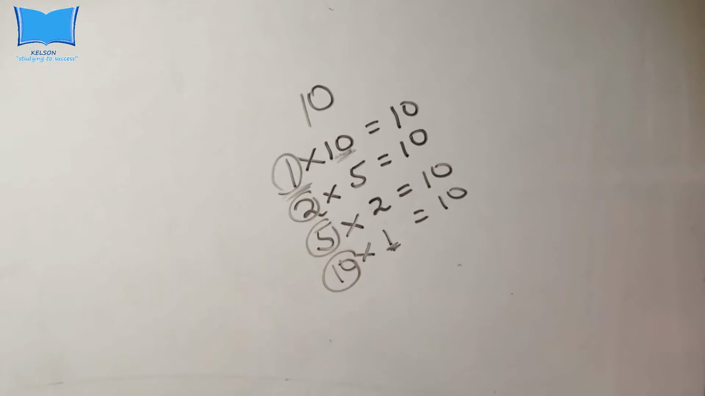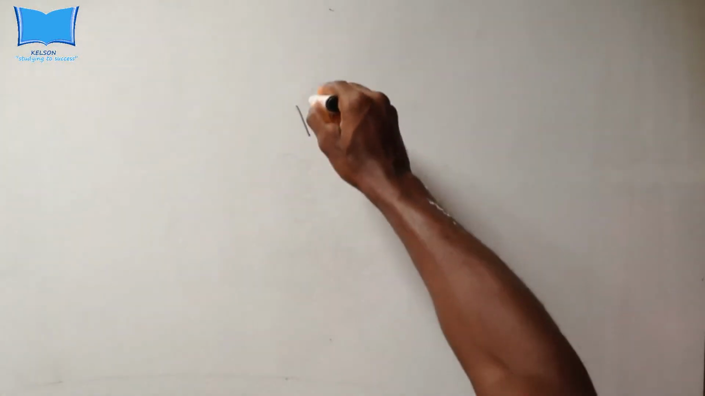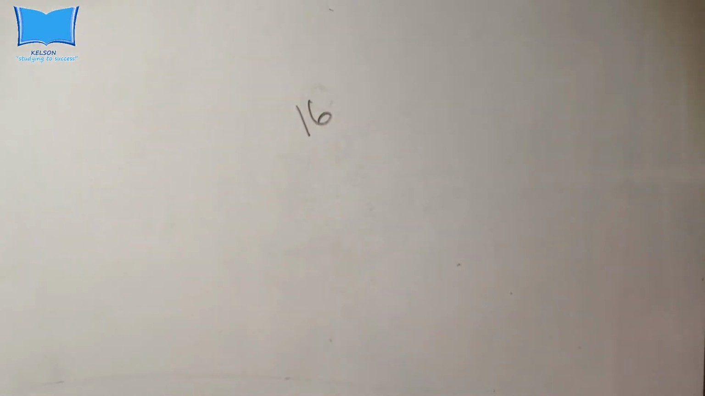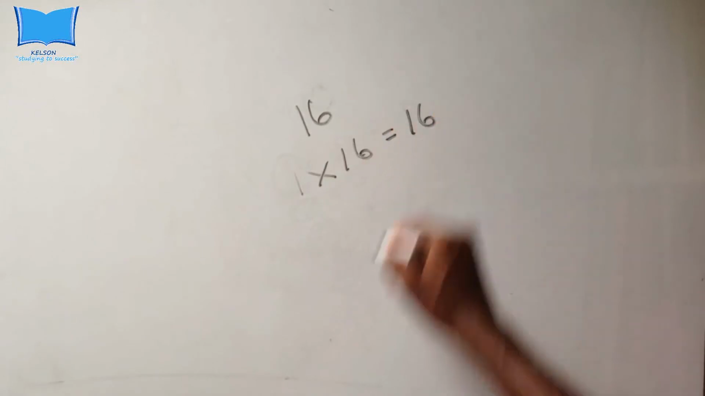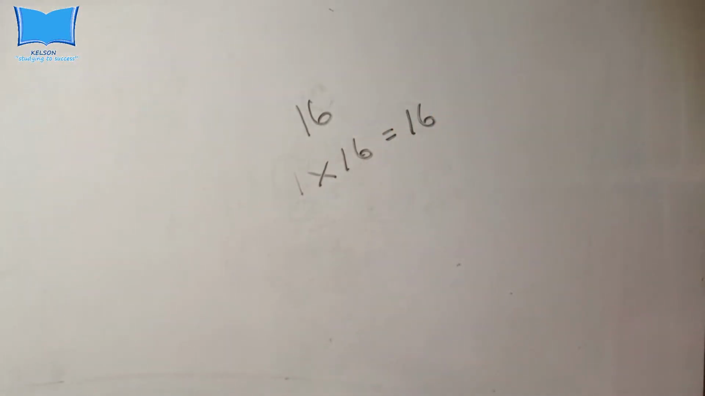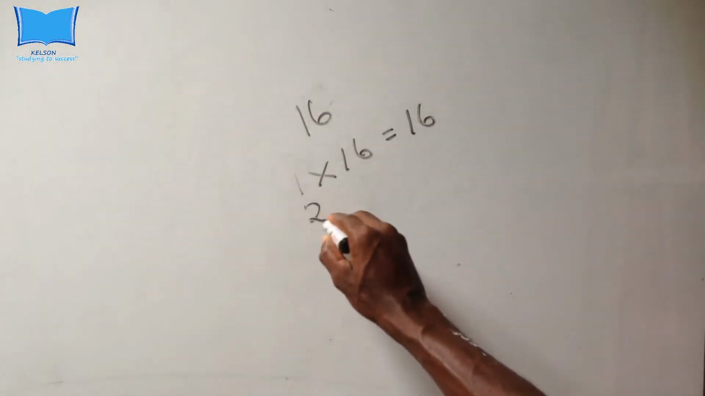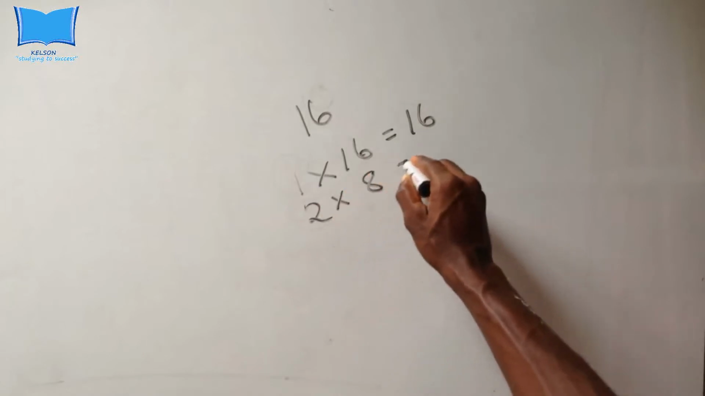Well, for understanding's sake, I'll try to give another example. Number 16. It's another number we can find the factors of. So let's try and find the factors of 16. As usual, we already know 1 times 16 equals 16. What else? 2. I think 2 also fits in there. So we have 2 times 8 giving us 16.